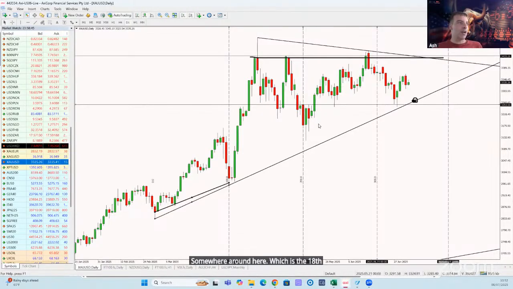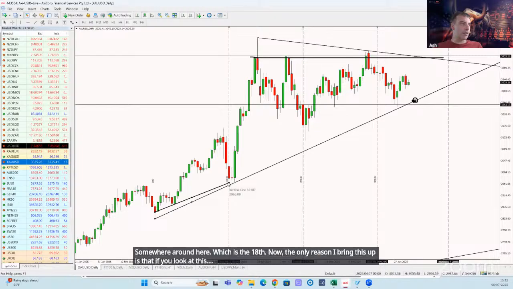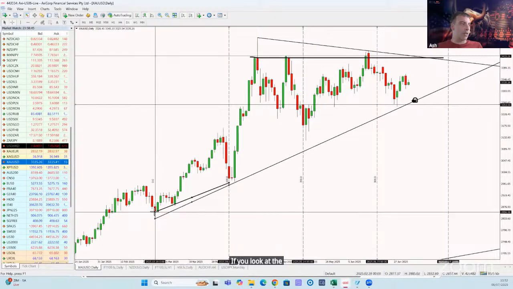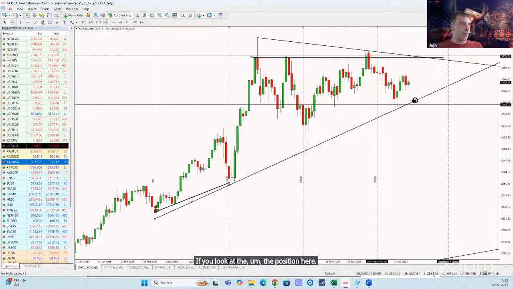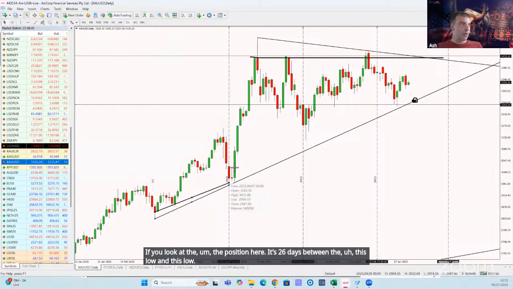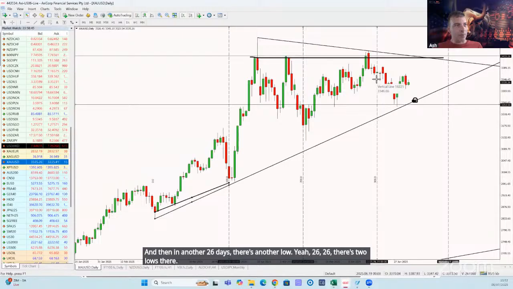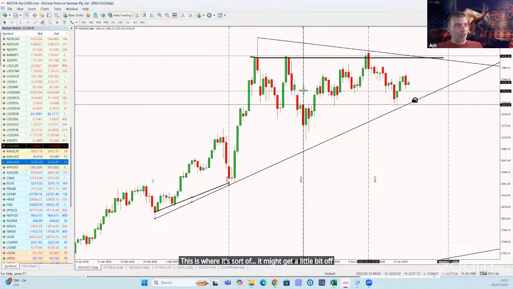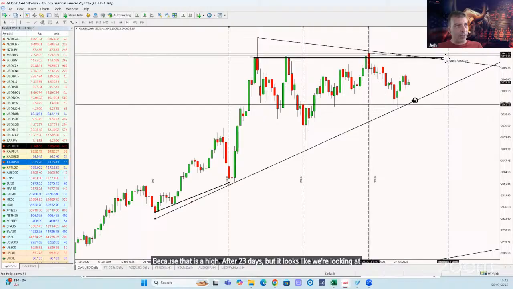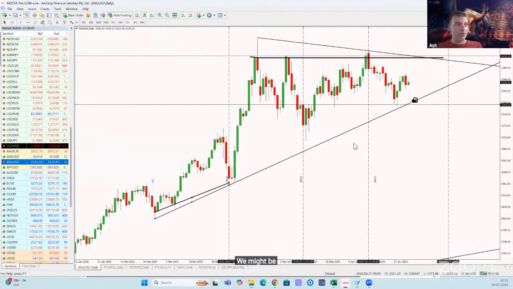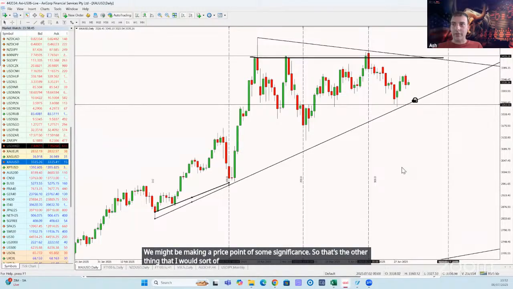Now, the only reason I bring this up is that if you look at the position here, it's 26 days between this low and this low. And then in another 26 days, there's another low. Yeah, 26, 26. There's two lows there. This is where it might get a little bit off kilter, because that is a high after 23 days. But it looks like every 3 weeks or so we might be making a price point of some significance. So that's the other thing that I would take into account.